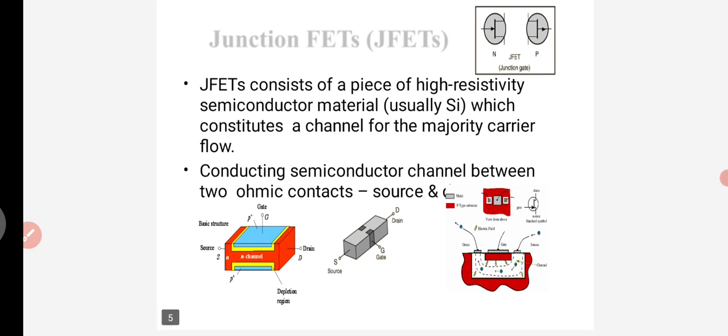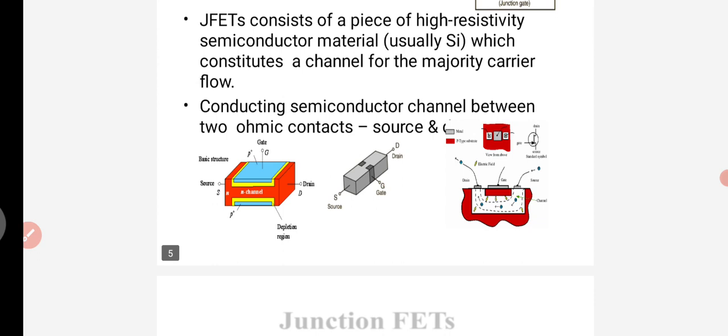That means in this JFET, which consists of a piece of high resistivity semiconductor material, we are using semiconductors. The semiconductor type is mostly silicon, which constitutes a channel. This silicon has high resistivity and acts as a channel for the majority carrier flow. For carrier flow, we make a channel, and that channel is made of silicon. So it is a conducting semiconductor channel between two ohmic contacts, that is source and drain.